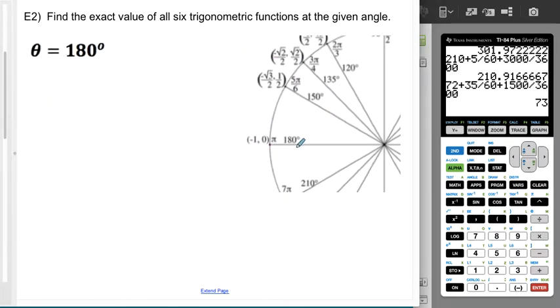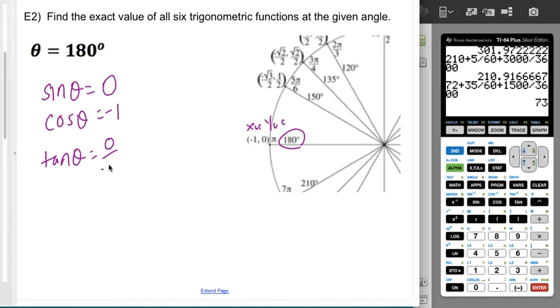So we're going to try 180, right? 180 on the surface seems a little bit easier, because the two values are pretty nice. It's a -1 and a 0. So the sine is going to be the y value. The cosine is going to be the x value. And the tangent is going to be the y on top of the x, which is just 0.